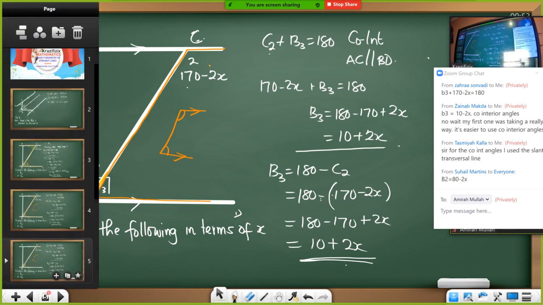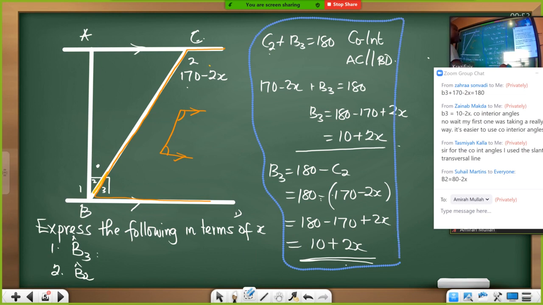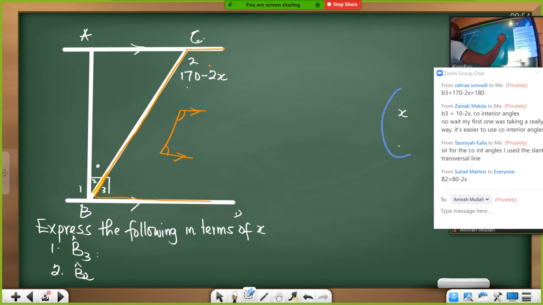Let's go get B2. Throw in your answers. Martin said 80 minus 2x. Can we confirm that answer? B2. I already have one answer that we need to confirm. B2. 80 minus 2x. What is angle B2?